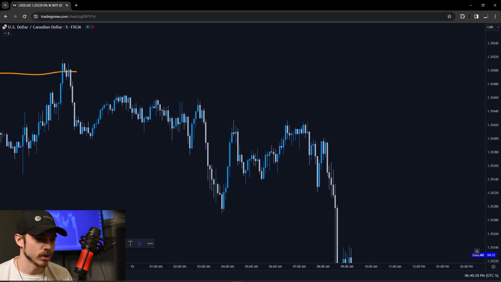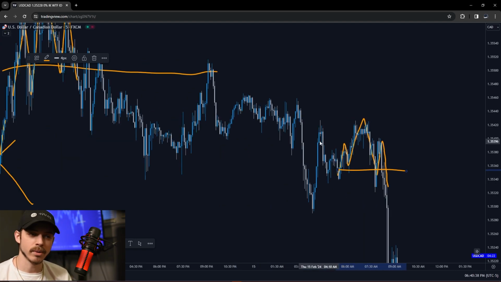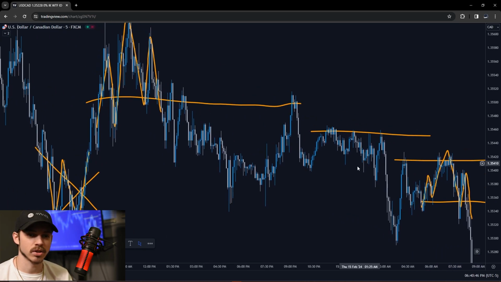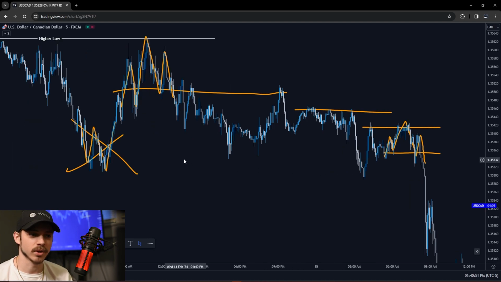Whoops, here's my drawing tool. There you go, shoulder, head, shoulder. So there you go, and then you have a couple touches right here off this neckline. So if you missed the first one, you have a second opportunity to get in, or maybe you just want to trade it support and resistance wise like that. You have multiple reasons and entry opportunities to get into this trade based off of market structure. It's very, very simple. Don't overcomplicate it, guys.